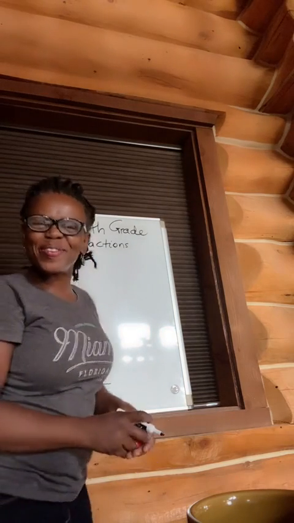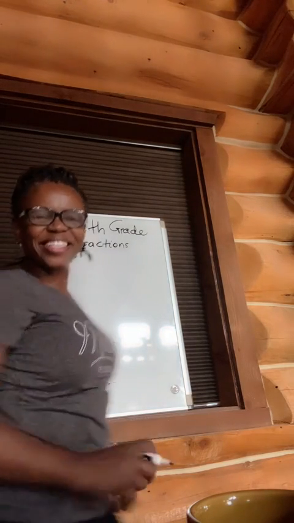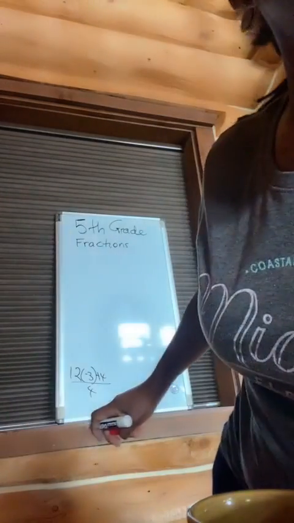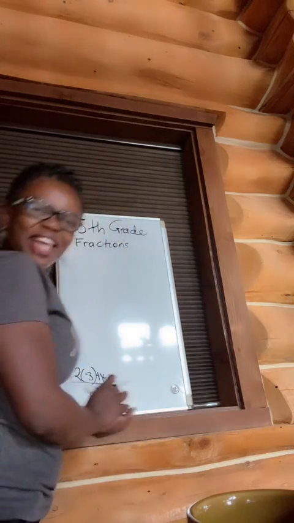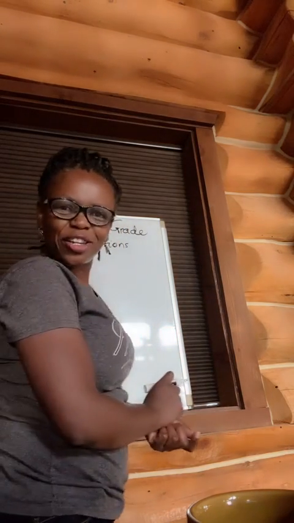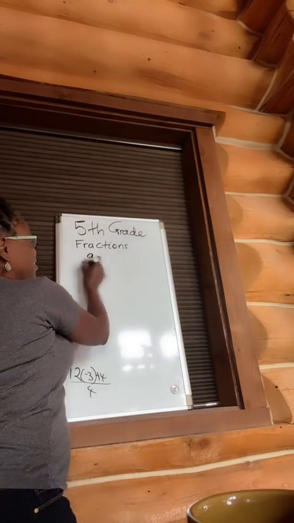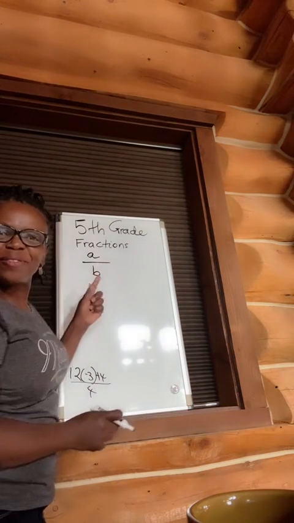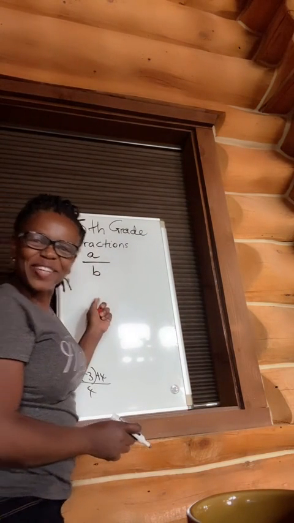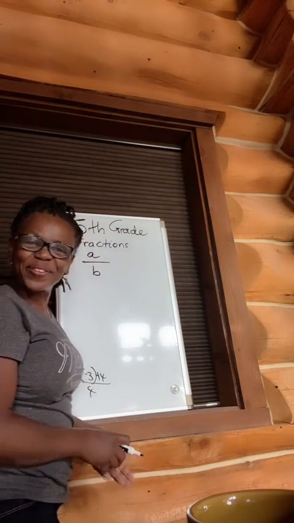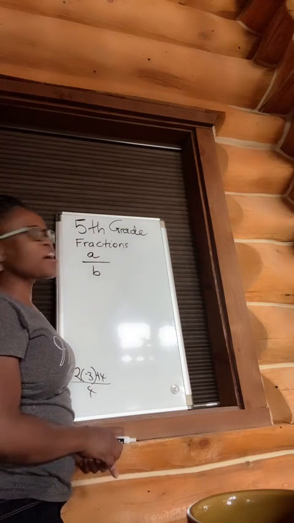I'm sure many of you are familiar with fractions. So, how do you identify a fraction? How can you tell that we have a fraction? When we are dealing with a fraction, there's always going to be one number on top and a line, and another number on the bottom. This is how we express fractions.